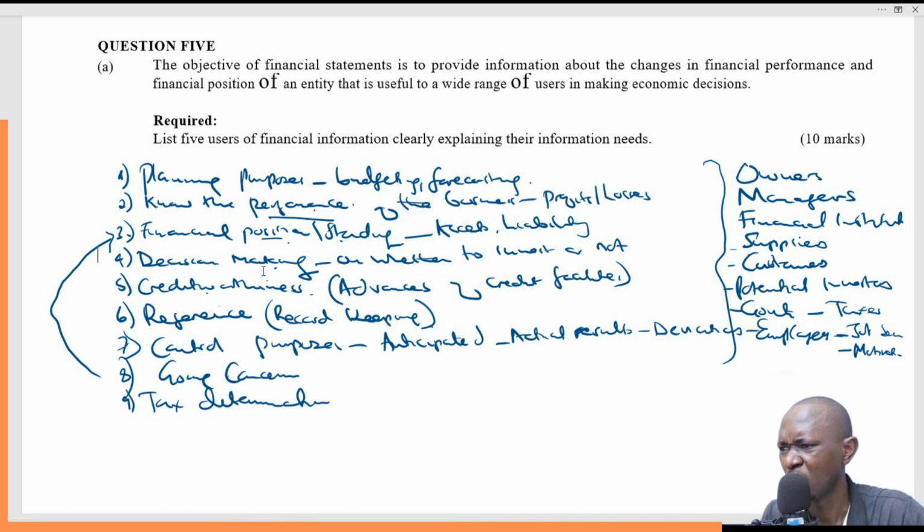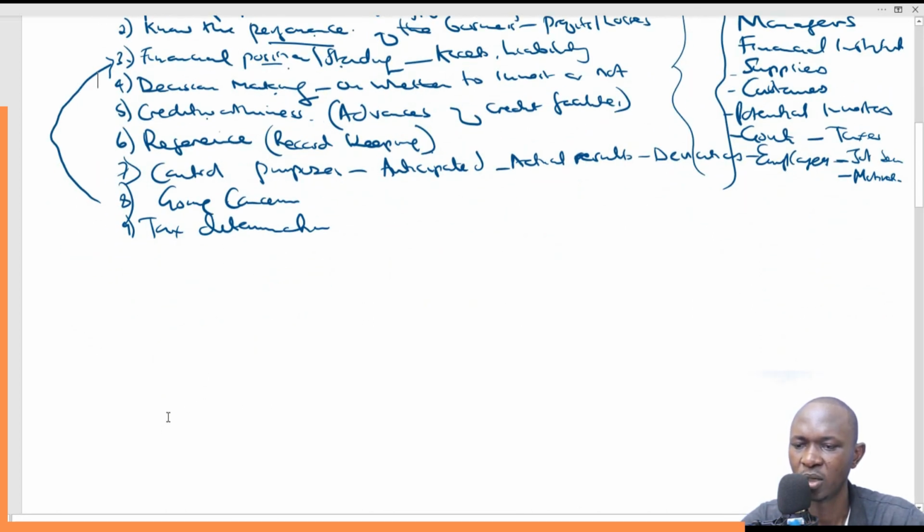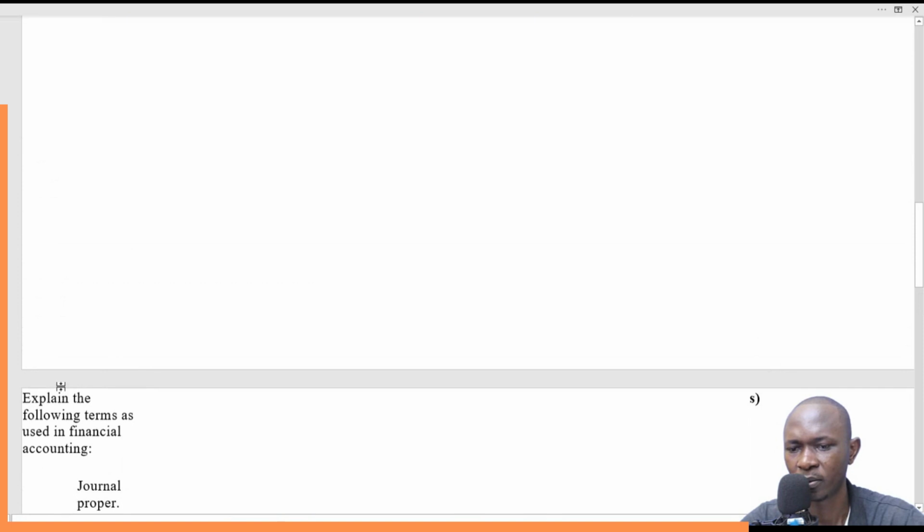So you can see, all these people are using this information in one way or the other, and these are 8, and these are 9 uses. So just pick any 5, and you'll be good to go. That is the answer to that question. Let's go to part B of the question.